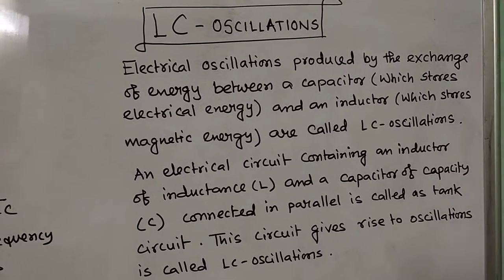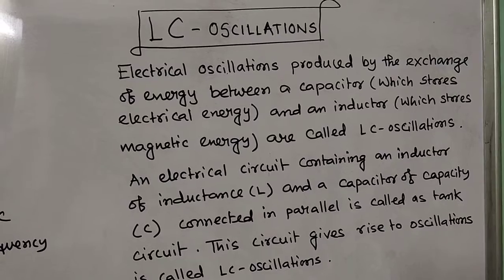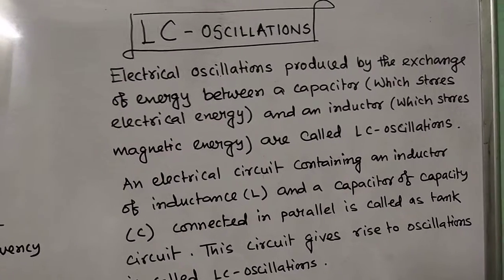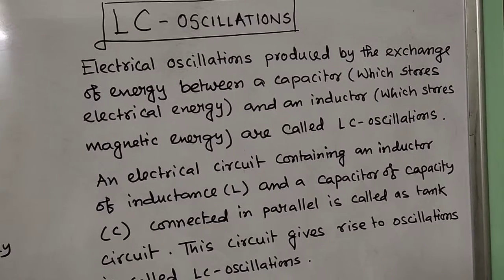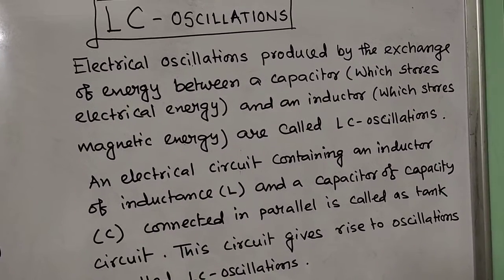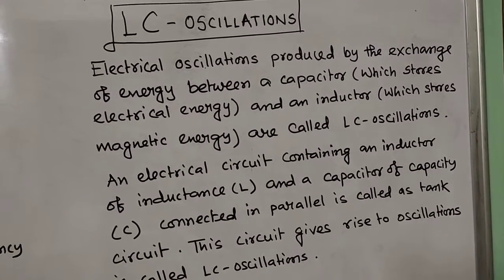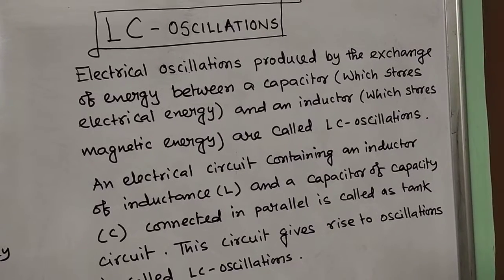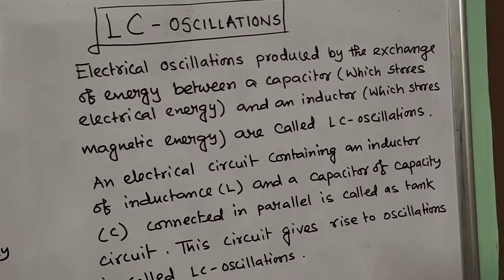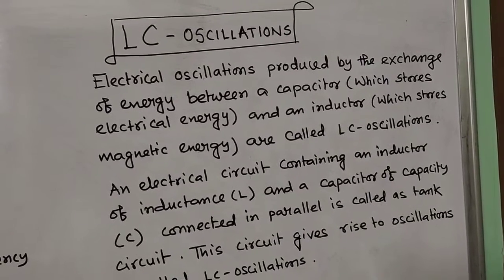Electrical oscillations produced by the exchange of energy between a capacitor, which stores electrical energy, and an inductor, which stores magnetic energy, are called LC oscillations. So in oscillations, exchange of energy occurs between electric energy and magnetic energy, with one component responsible for electric energy and another component responsible for magnetic energy.